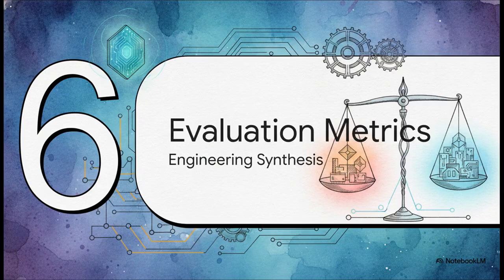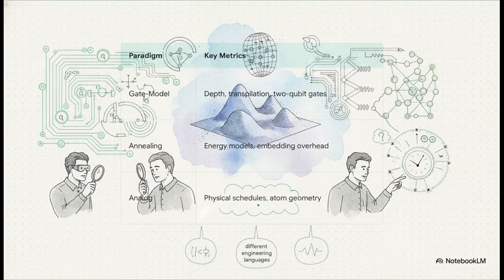And finally, Section 6, Contrasting Evaluation Metrics. When you look under the hood across all three of these architectures, you quickly realize that quantum engineers are obsessing over entirely different things. In the gate model, with QAOA, it's all about circuit depth, 2-qubit gates, transpilation expansion, and observables. But over in quantum annealing, they're monitoring energy models, that brutal embedding overhead, sample quality, and hybrid solver behavior. And then in analog workflows, it's all about physical schedules, device-specific constraints, measured correlations, and the literal geometry of the atoms. They are all chasing solutions to the very same complex problems, but they are speaking completely different engineering languages.